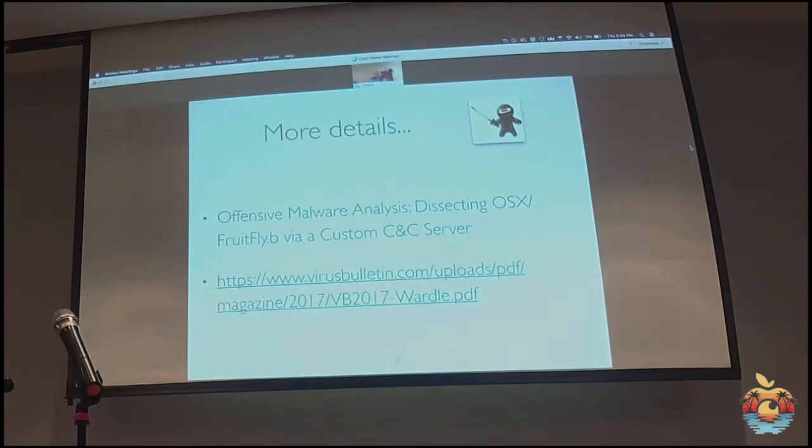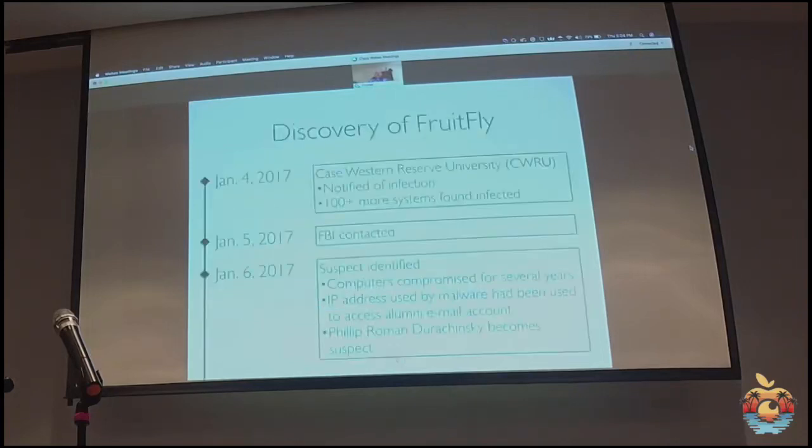So at this point, we're going to shift gears a little bit, and we're going to start looking at the story of the malware and how this malware came about, who is responsible, and what's happened to that individual. So we go all the way back to January 4th of 2017, and that's when the story more or less starts. Now, it went back further than that, but nobody knew about it yet.